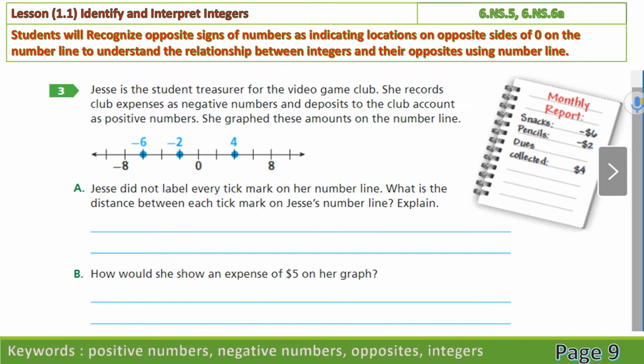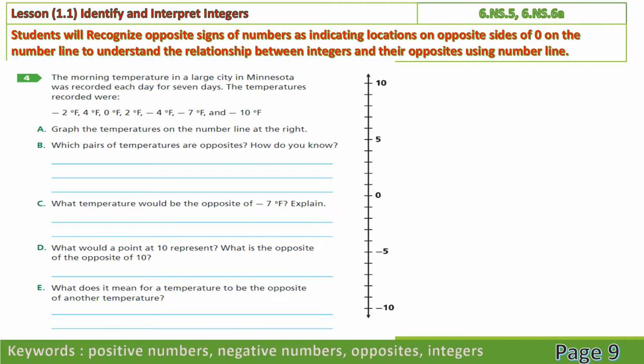Jesse, the morning temperature in a large city in Minnesota was recorded each day. For 7 days, the temperatures recorded were here: -2, 4, 2 Fahrenheit, -4 Fahrenheit, -7 Fahrenheit, -10 Fahrenheit. Graph the temperatures. Okay, so first of all, look at this and make the number line the proper way. Here 1, 2, 3, 4, 5. So one box equals 1.